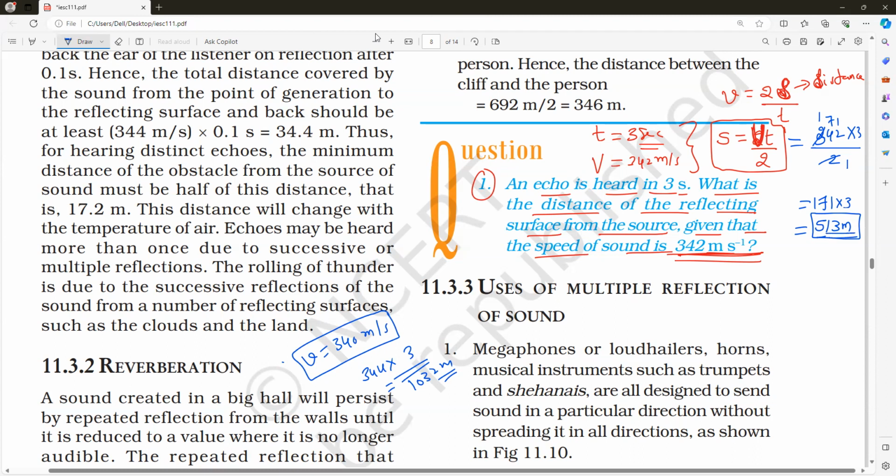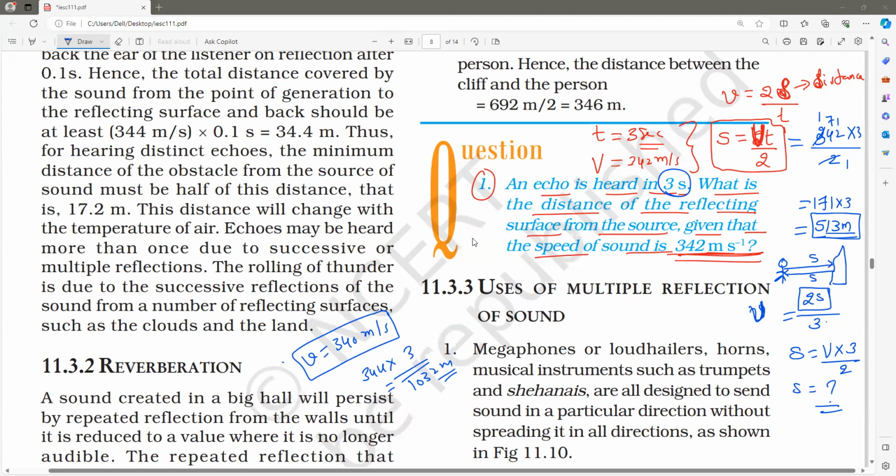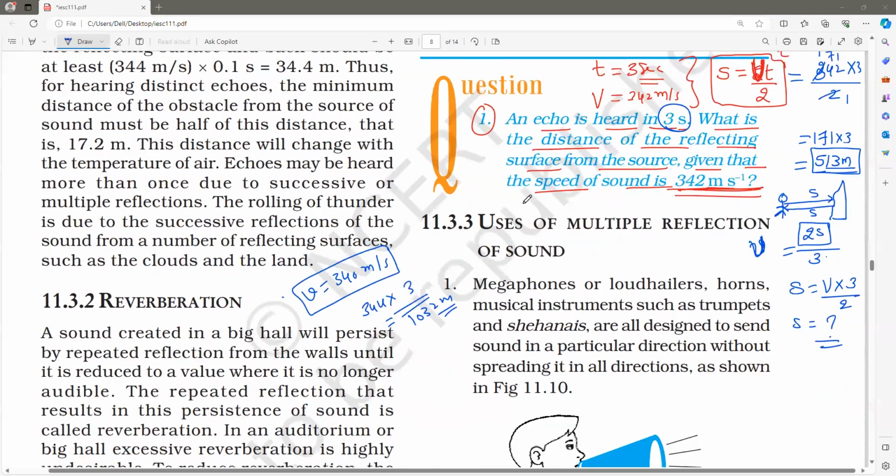513 meters. Understand? Draw the diagram. This is the person and this is the reflecting surface. You can imagine a mountain. The going distance is S and the coming distance is again S. So the total distance is 2S. And the total time is given, the echo time. Echo time is 3 seconds, which equals the velocity. So S equals V into time, where time is 3 seconds divided by 2. That's all. If you do that, you will get the answer. Everybody clear? Then solve it.